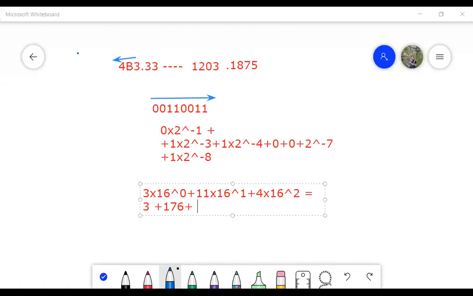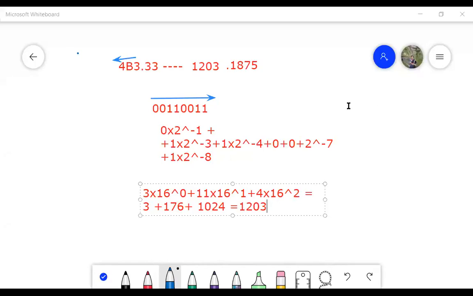16 into 16 is 256, into 4 will be equal to 1024. So I have 1024 over here. Now 1024 plus 176 plus 3 will be equal to 1203, which is also the ideal solution we got earlier with the earlier method. So this is how you can do it. This is for the integer part.